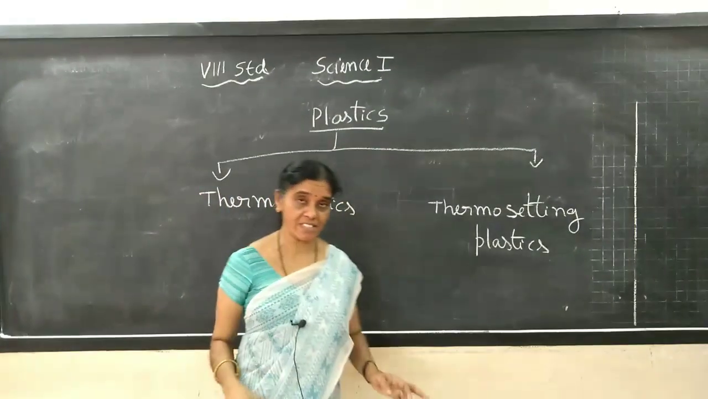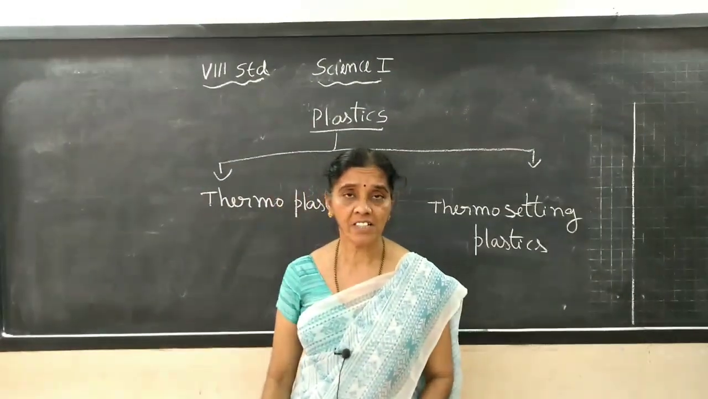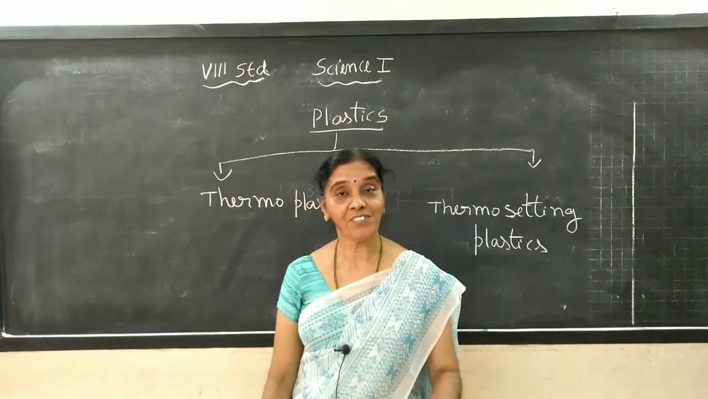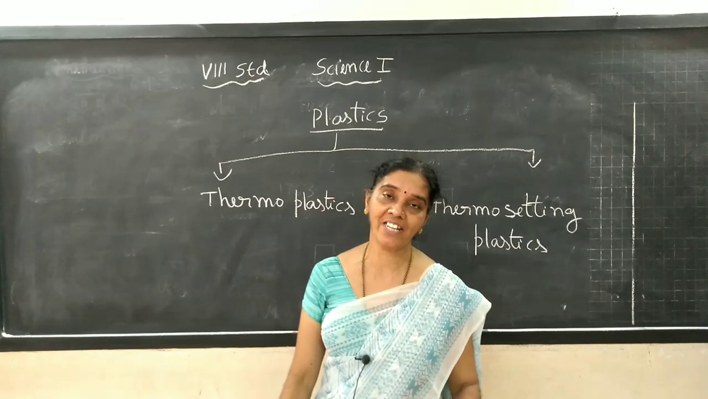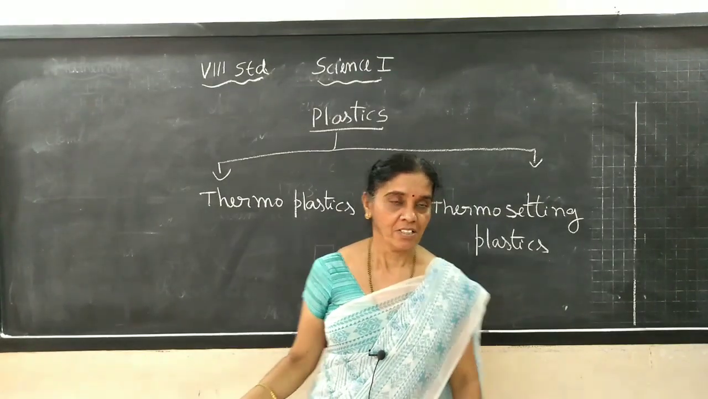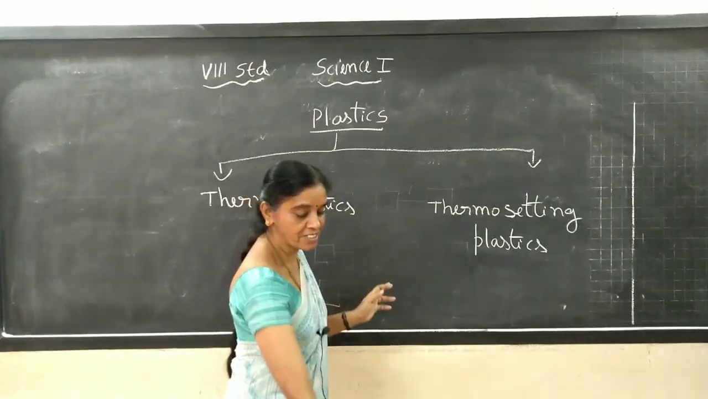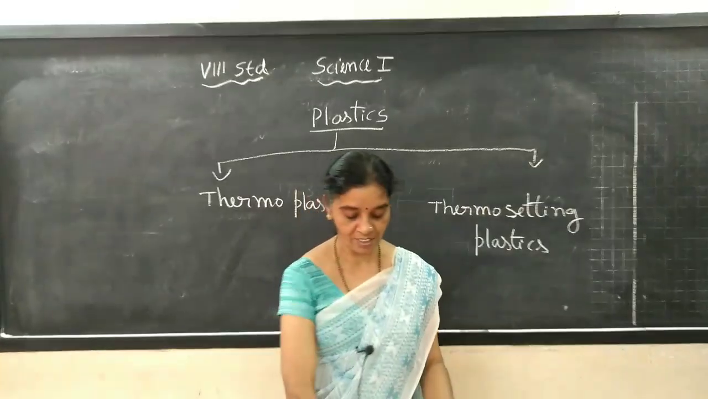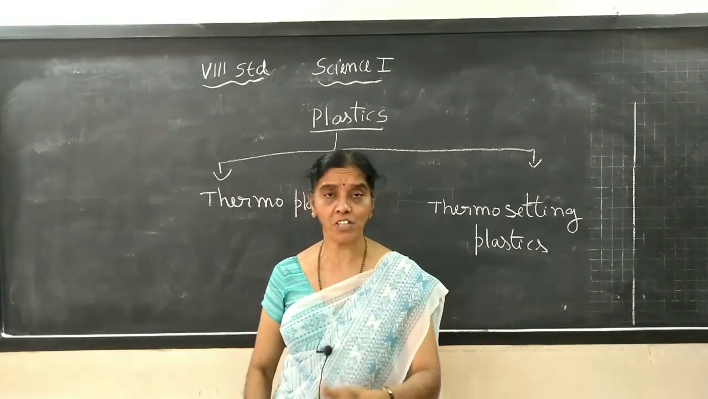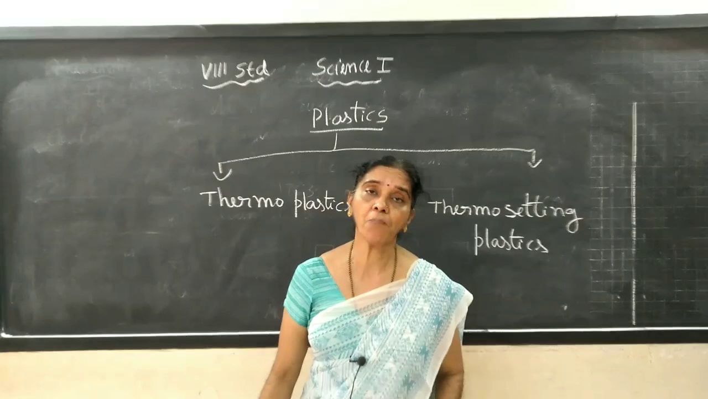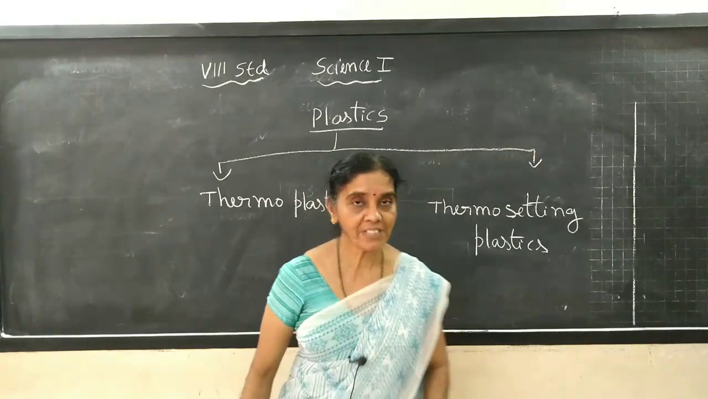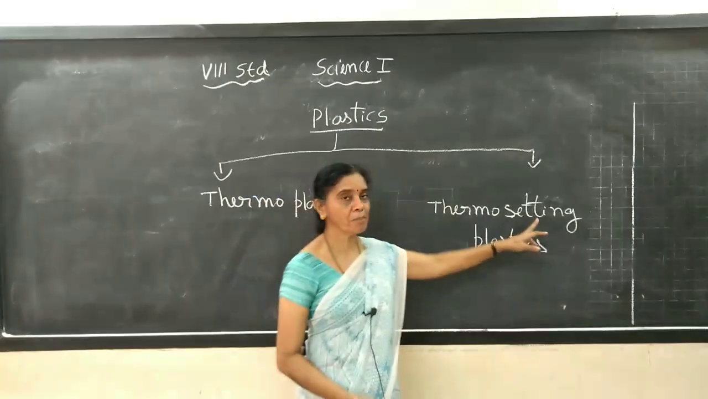Thermoplastics are those plastics which melt when you heat them. And after that, you can give any shape or any structure to this plastic. Example, all the plastic which you use for storing water, this plastic or this plastic. So all plastic we use in our day-to-day life are thermoplastics. When you apply heat, it will melt easily. But what about thermosetting plastics?